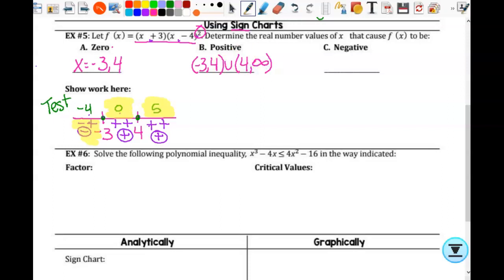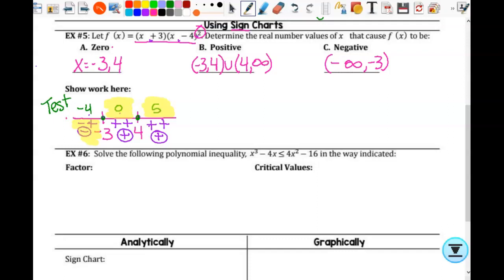That's when it's positive. My function is negative, starting out here at negative infinity and going all the way to negative 3. Cannot include negative 3, again, because at negative 3, it is 0. So these are my answers here.